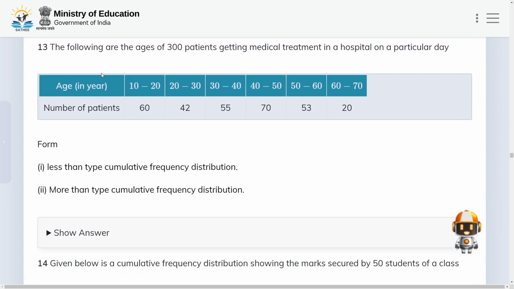In the next problem, the following are the ages of 300 patients getting medical treatment in a hospital on a particular day.